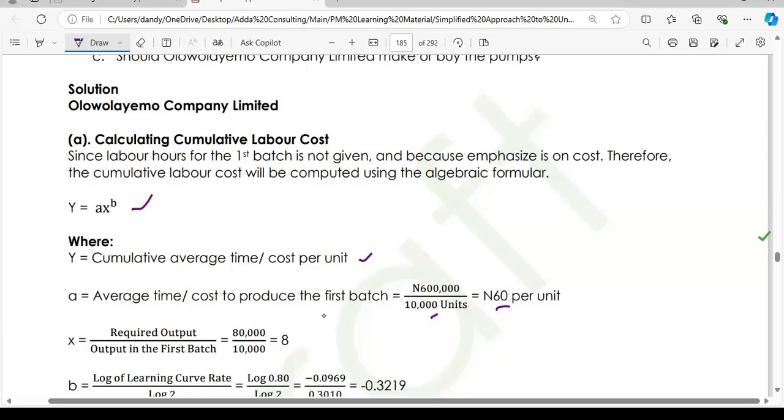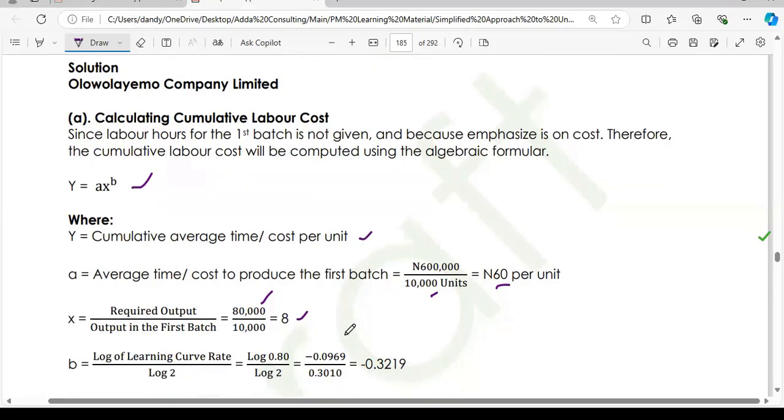Again, X is the required output divided by the output in the first batch. Required output is 80,000 pumps. Output in the first batch is 10,000 units. When you do the division, you are going to get 8 units.